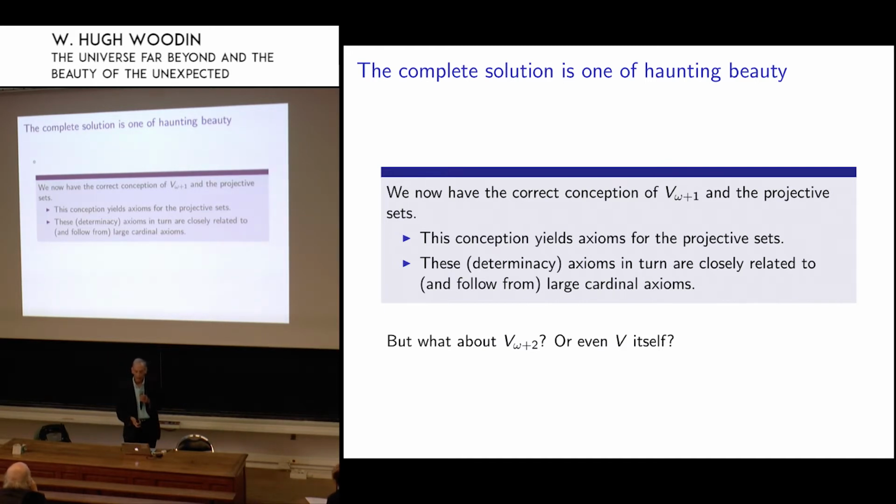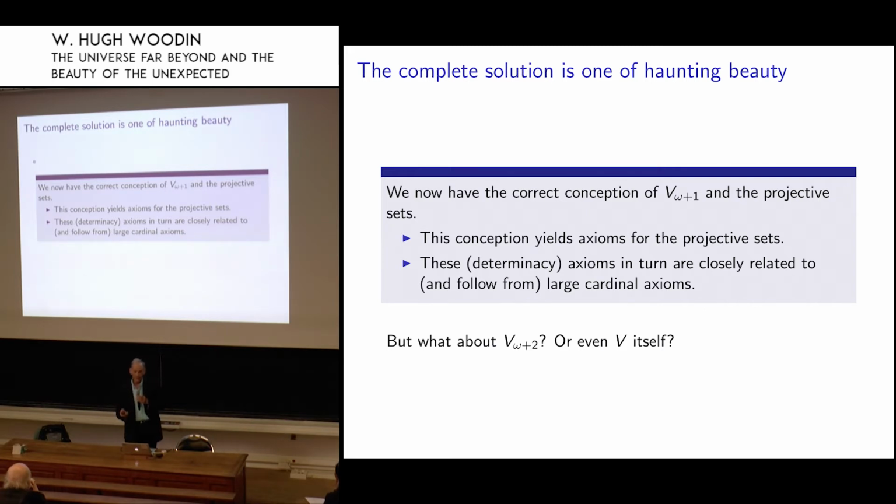So I would say we now have the correct conception of V omega plus 1 in the projective sets. This conception yields axioms for the projective sets. These determinacy axioms, in turn, are closely related and follow from large cardinal axioms. So the large cardinals are proving something else about the projective sets, these determinacy axioms, and it's those that give you the solution, and quite a bit more.